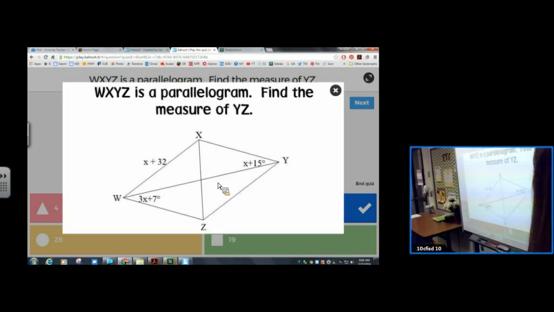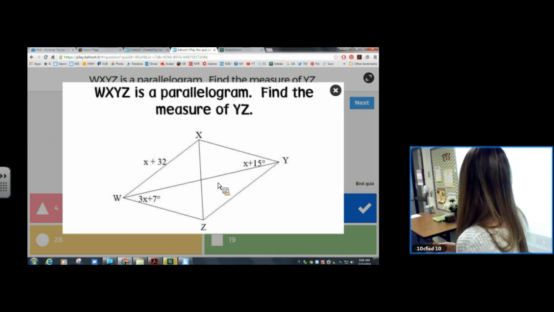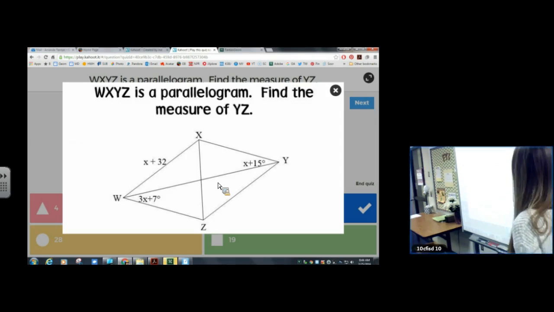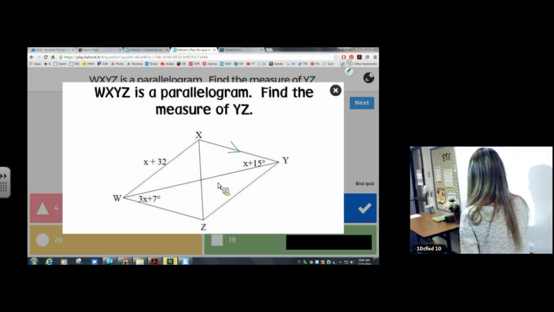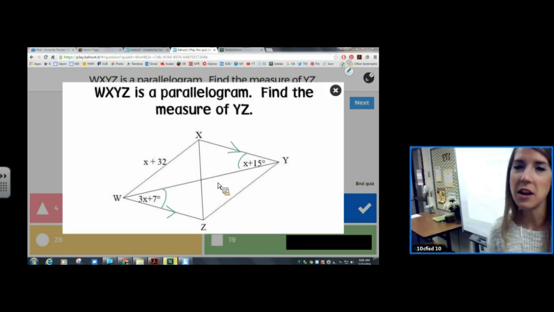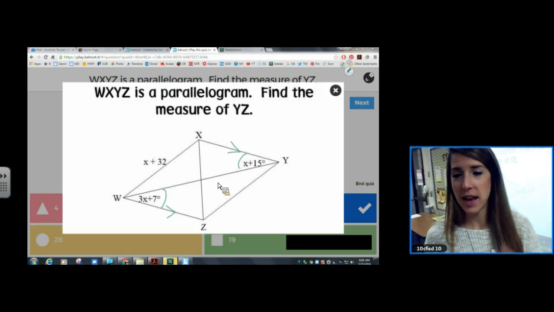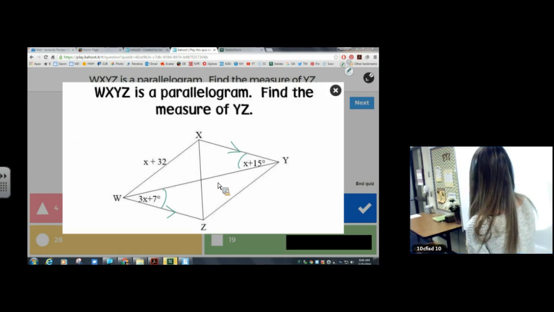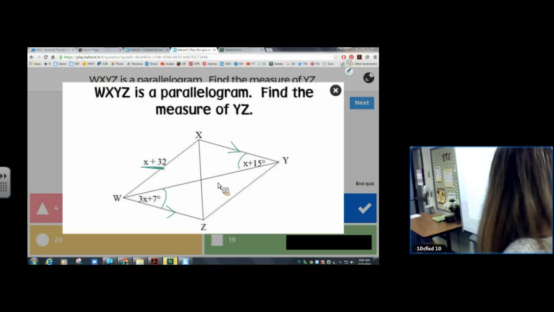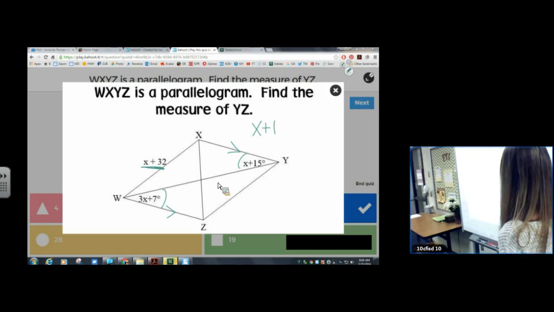WXYZ is a parallelogram, so we know in a parallelogram that opposite sides are parallel. So we know that since these are parallel, we can use good old, what are these called? Alternate interior angle theorem. We can use those angles, we can set them equal. This was a distractor. You don't use that one to solve for x. So what did y'all get for x?